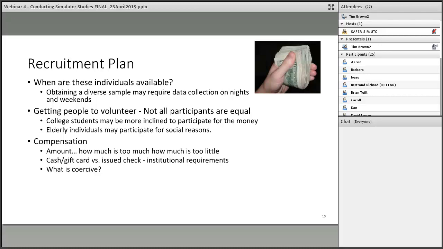As we think about how you're going to pay them, cash, gift cards, issued checks, there's going to be institutional requirements. I know here at the University of Iowa, the preference is to issue a check. However, there are ways of doing cash and gift card, which subjects seem to prefer over waiting for a check. And then finally, how much is considered coercive in terms of trying to get them to participate in the research?